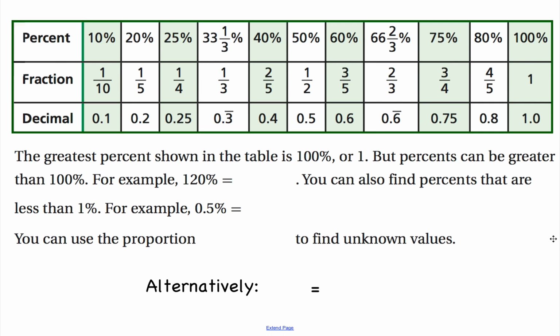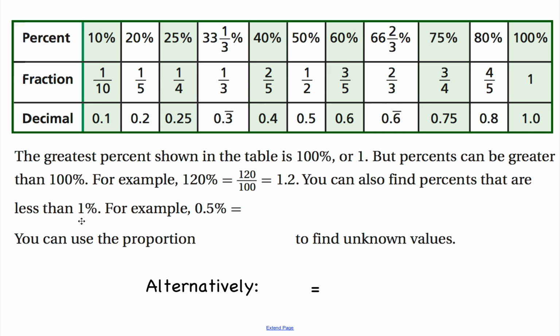The greatest percent that's shown in this table is 100%. And it's equivalent to a fraction of 1. But you can have percents that are greater than 100. For example, 120%, remember to express that as a fraction or as a decimal, we put it over 100. So we'd have 120 over 100. And as a decimal, that's 1.2.